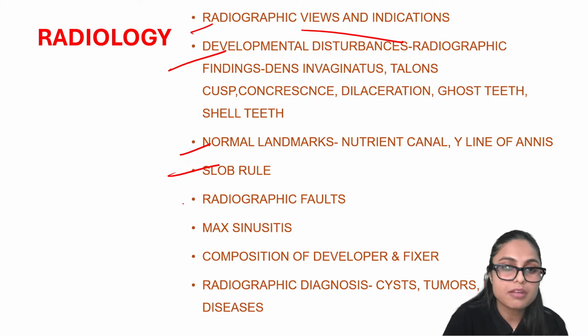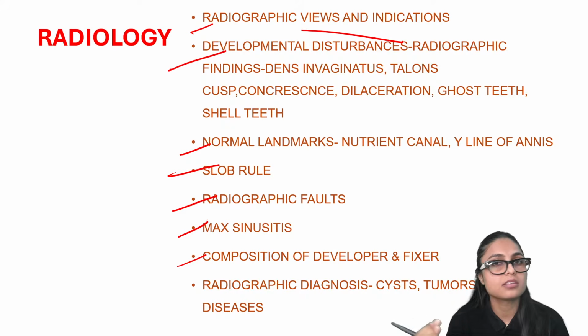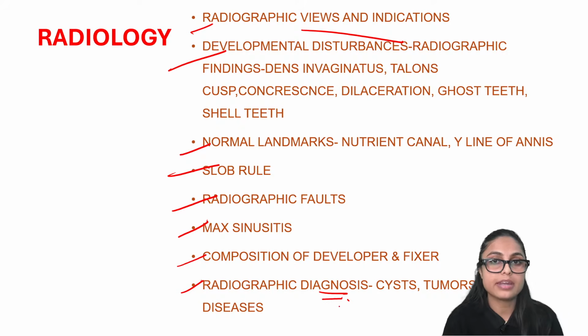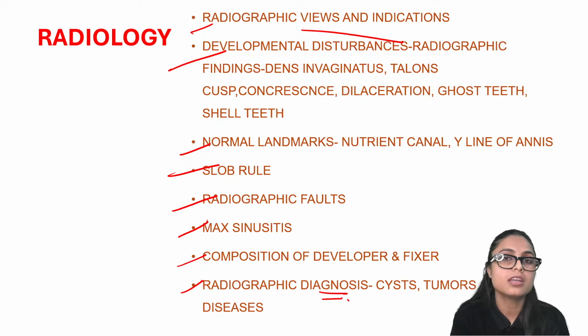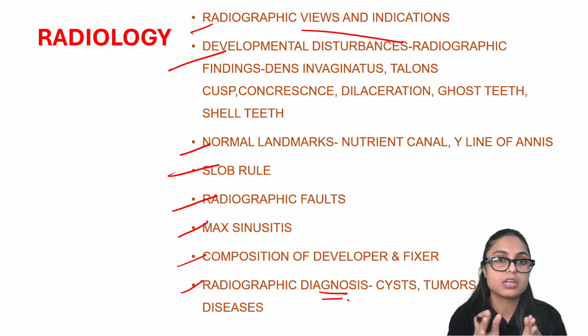Then radiographic faults or faulty radiographs, maxillary sinusitis, questions based on maxillary sinusitis, composition of developer and fixer. These are direct questions. And then the very important one that they ask in NEET as well as in INICET: radiographic diagnosis. They will give you a radiograph about a cyst, tumors, or any bone disease, or any systemic disease affecting the skull or the jaws. So these are must know topics that you should go through in this 1 month.